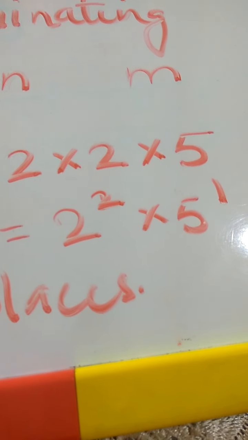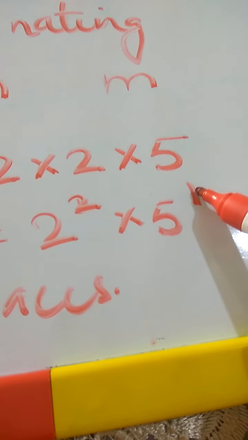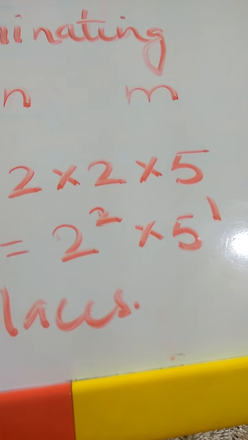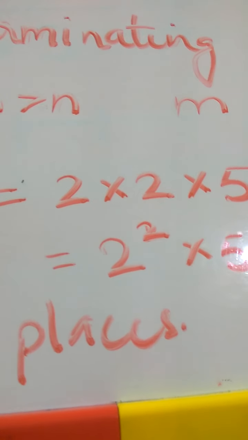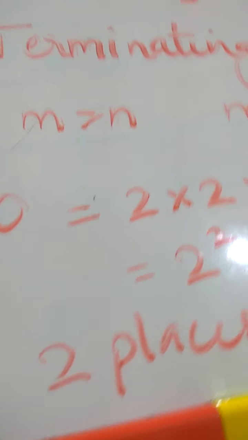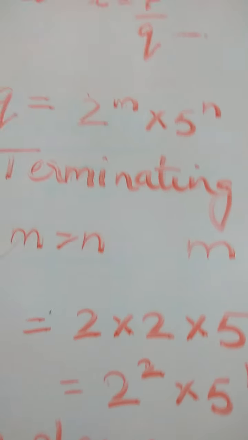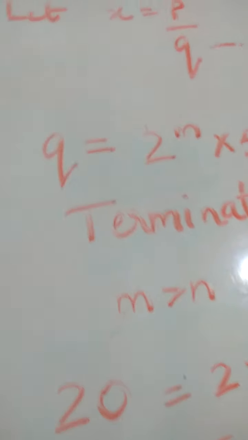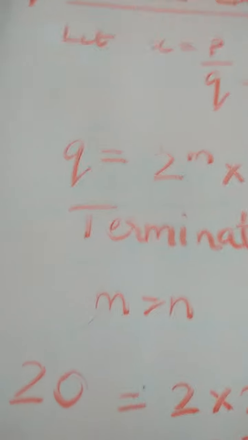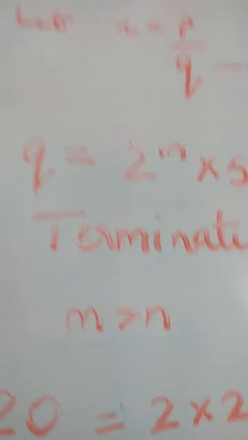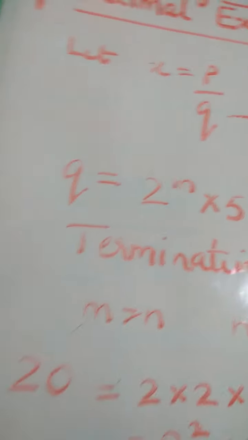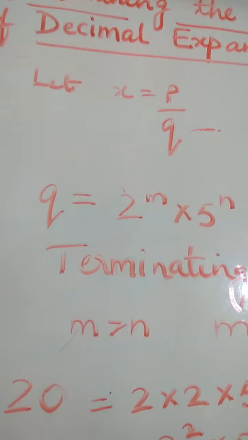Similarly, if in a question the power of 5 is greater, then it will terminate after that many places. So this is the method by which we find out whether a given rational number has terminating or non-terminating decimal expansion.